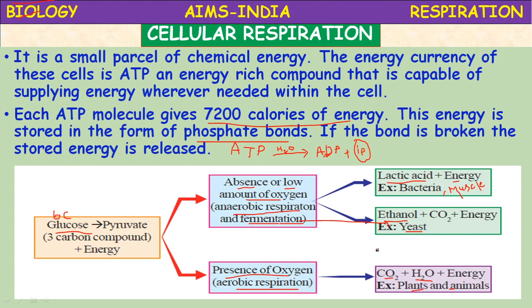Okay, children, this is the concept you have to remember. Glucose first breaks down into pyruvic acid or pyruvate. Then that pyruvate, if oxygen is available, breaks into carbon dioxide and water and releases a huge amount of energy. If oxygen is not available, it breaks down to either lactic acid or ethanol, and a small amount of energy is produced. If respiration occurs without oxygen, it is anaerobic respiration. If respiration occurs with oxygen available, it is called aerobic respiration.